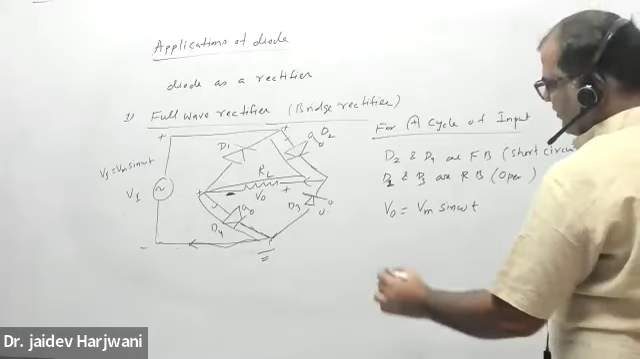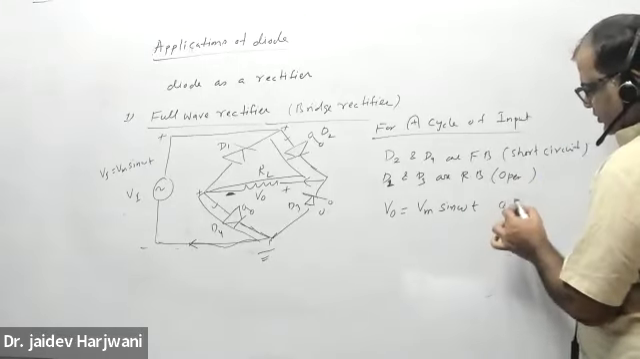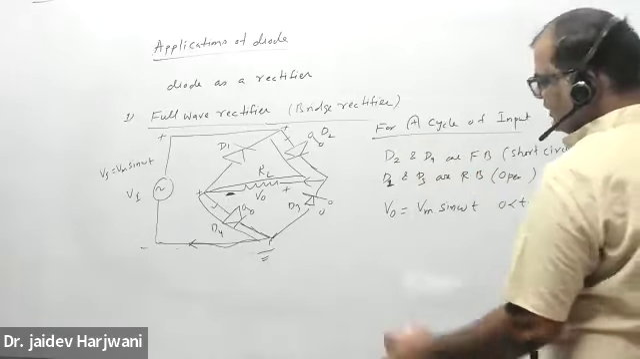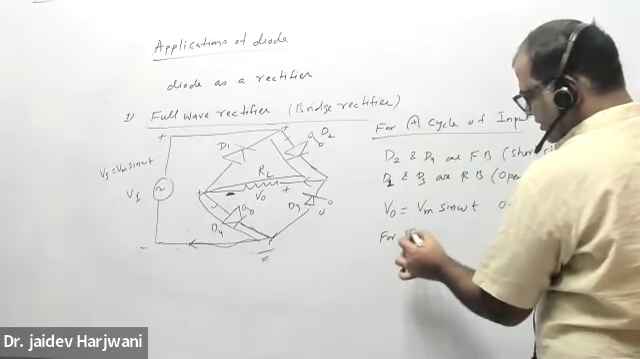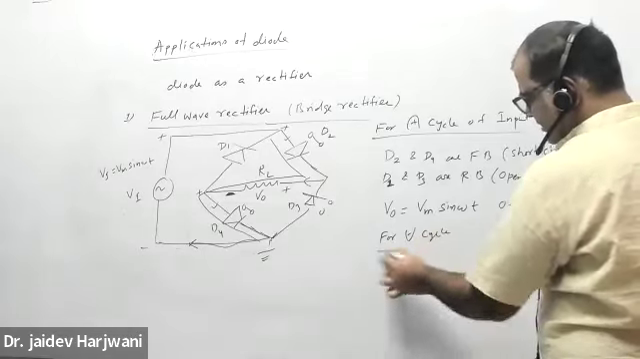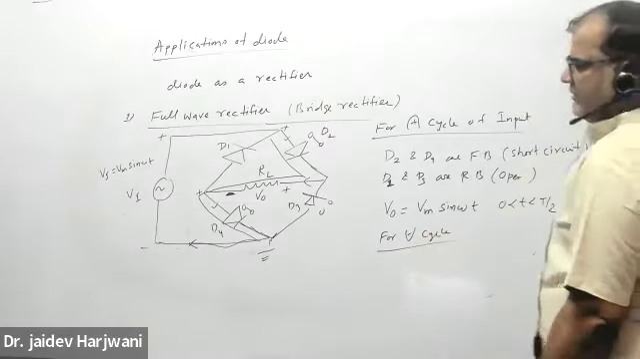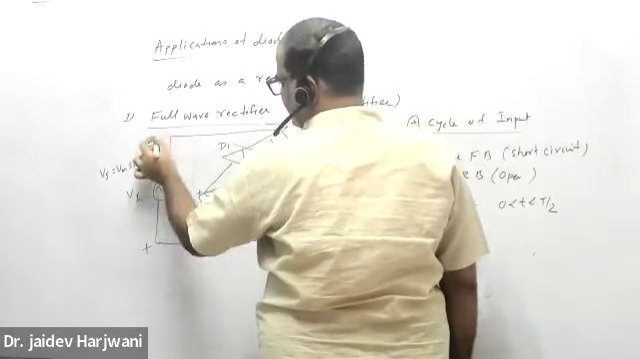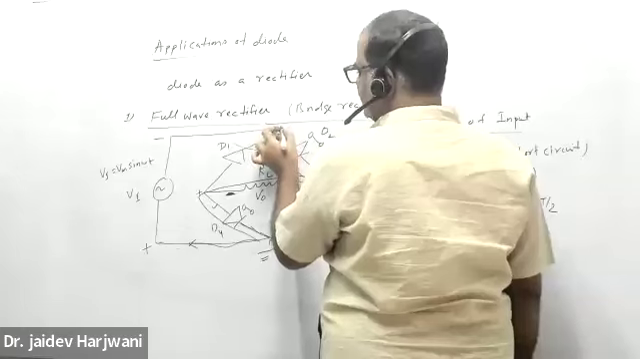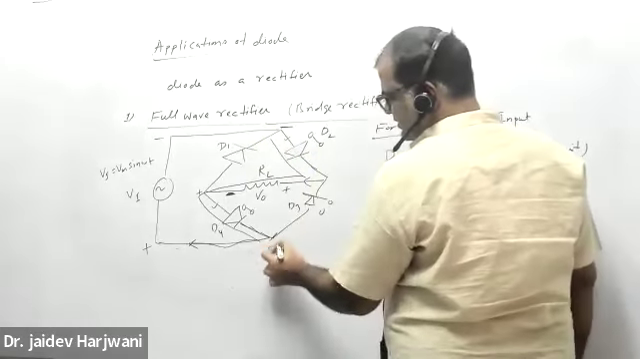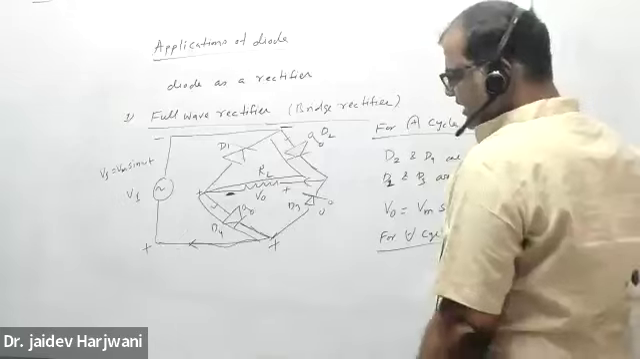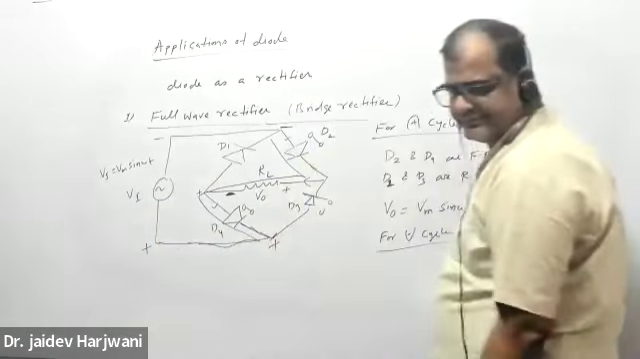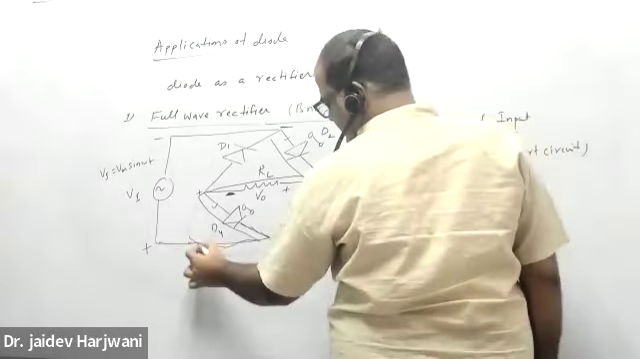Okay, and now what happens for the negative? So this is for 0 to T by 2 cycle when this is forward bias. And for the negative cycle of input, what will become? Tell me, what will become for the negative cycle? Negative cycle: this part will become positive, this will become minus, this will be ground, this will be ground, and this will be plus. So current will now come from here, with opposite polarity. So current will come here.